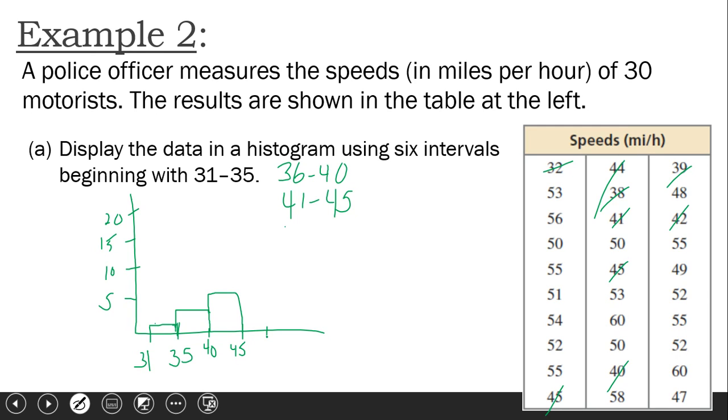And then I have from 46 to 50. And it's not a bad idea to make a table as you're doing this with how many you have, making that frequency table. So from 46 to 50, you have, let's see, 1, 2, 3, 4, 5. Then you have 51 to 55, where you have 1, 2, 3, 4, 5, 6, 7, 8, 9, 10, 11.